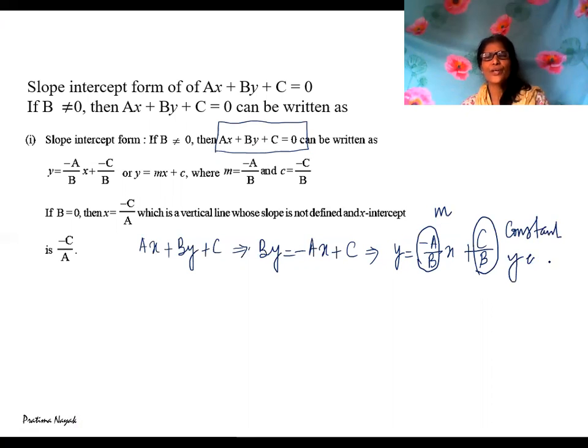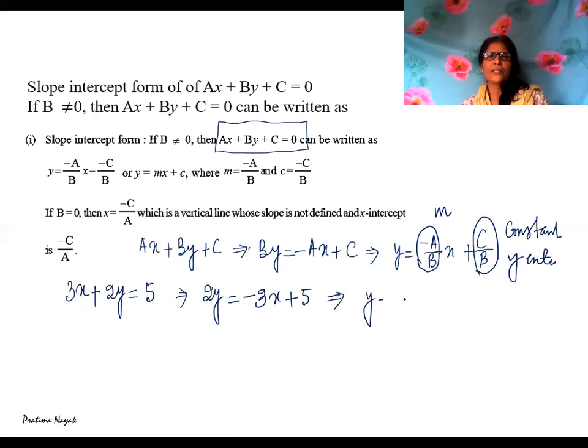Now let us go for a question. I am taking one example: 3x plus 2y is equal to 5. Then what is it in slope-intercept form? So I will separate 2y as minus 3x plus 5. Next I will separate y. Y will be minus 3 by 2 x plus 5 by 2.